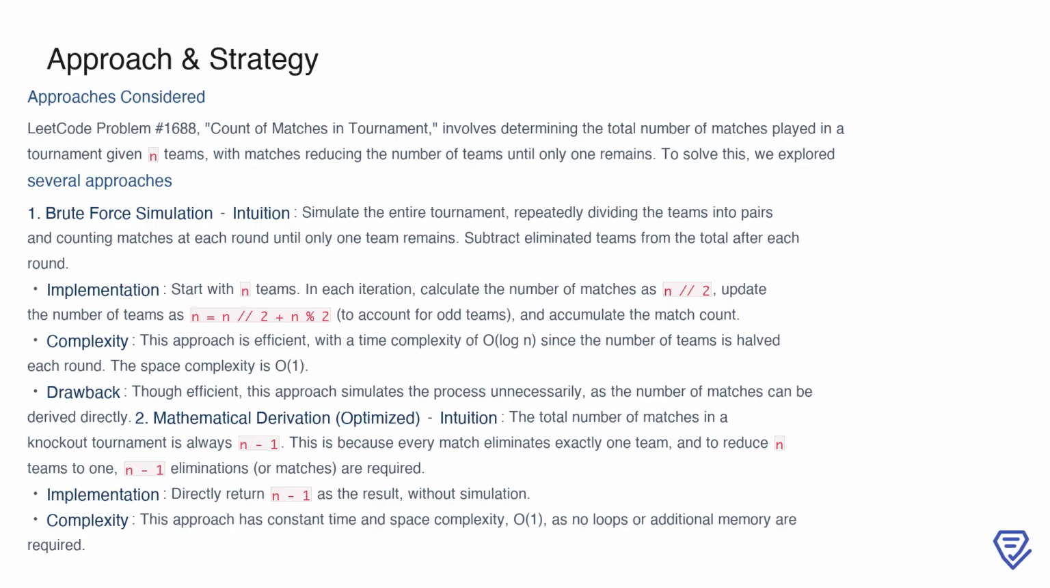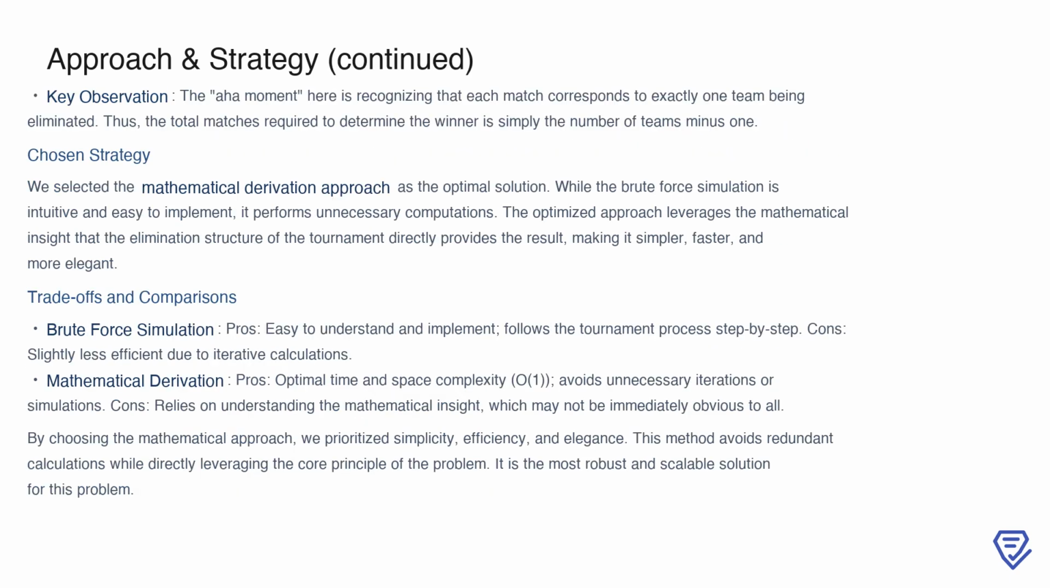This insight allows us to directly compute the result without iterative simulation, achieving constant time and space complexity, O(1). The key observation that underpins the mathematical derivation is simple yet powerful: each match corresponds to exactly one team being eliminated. This means the total number of matches required to determine the winner is exactly the number of teams minus 1. Based on this insight, we chose the mathematical derivation approach as our optimal solution.